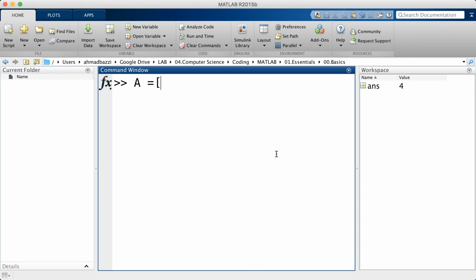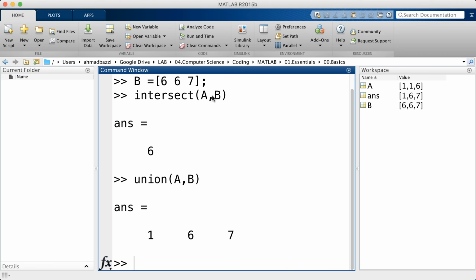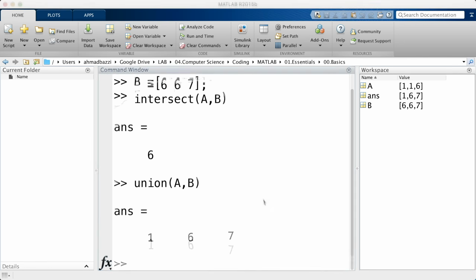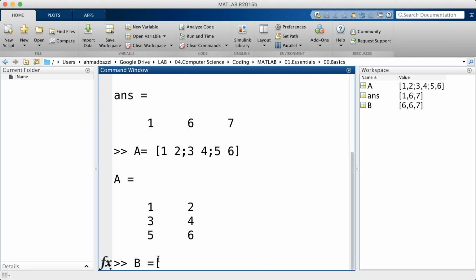So if A is 1, 1, 6, and B is 6, 6, 7. Intersect A with B will return 6 because 6 is the only common element between A and B. Whereas the union of both sets would be 1, 6, and 7. Note that there is no redundancy, which means that 1 will not be mentioned twice and 6 will not be mentioned 3 times. Now, in case you have matrices, A is 1, 2, 3, 4, 5, 6, and B is 1, 3, 4, and 5, 7.